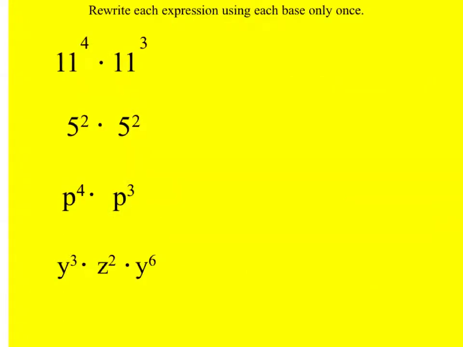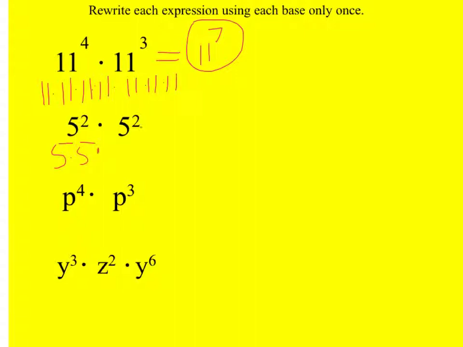Alright, here's a page where we can practice. We have 11 to the 4th power. Remember what it means. And I might, on a couple of worksheets, make you write this out. It means you have 4 11's multiplied to 3 11's. So that's a total of 7 11's. Okay? Here are 2 5's multiplied to 2 5's. So it's a total of 5 to the 4th power.